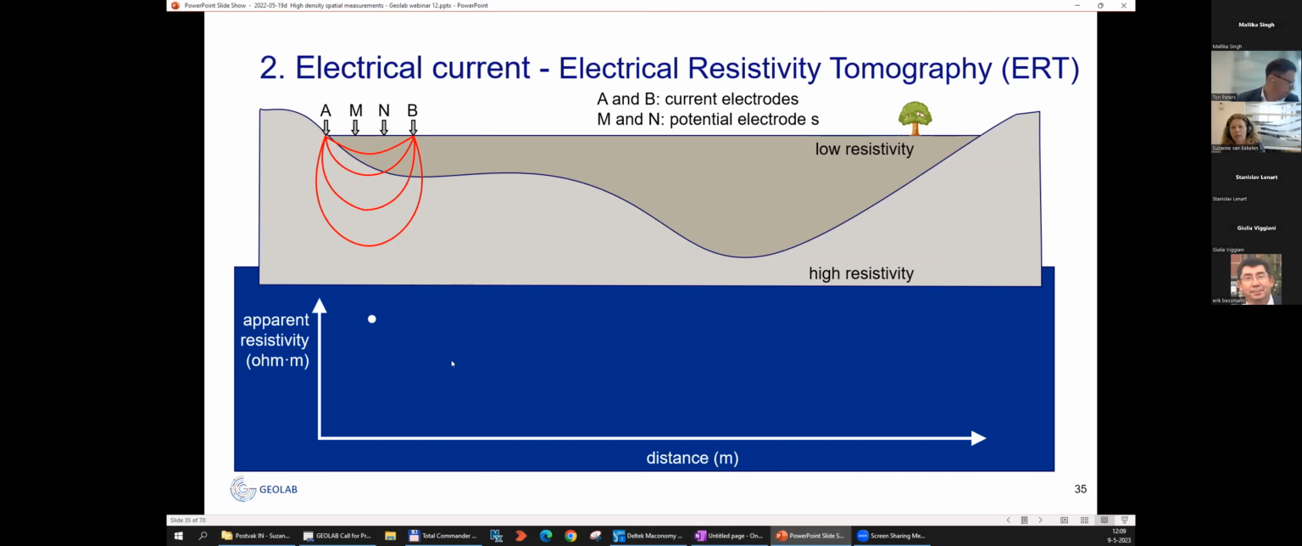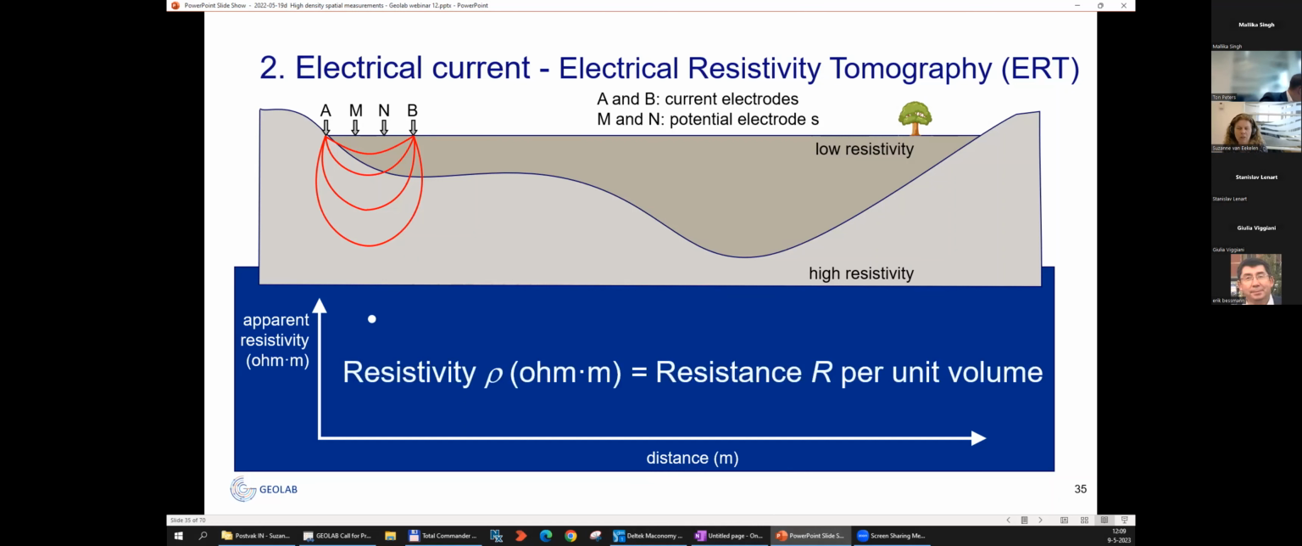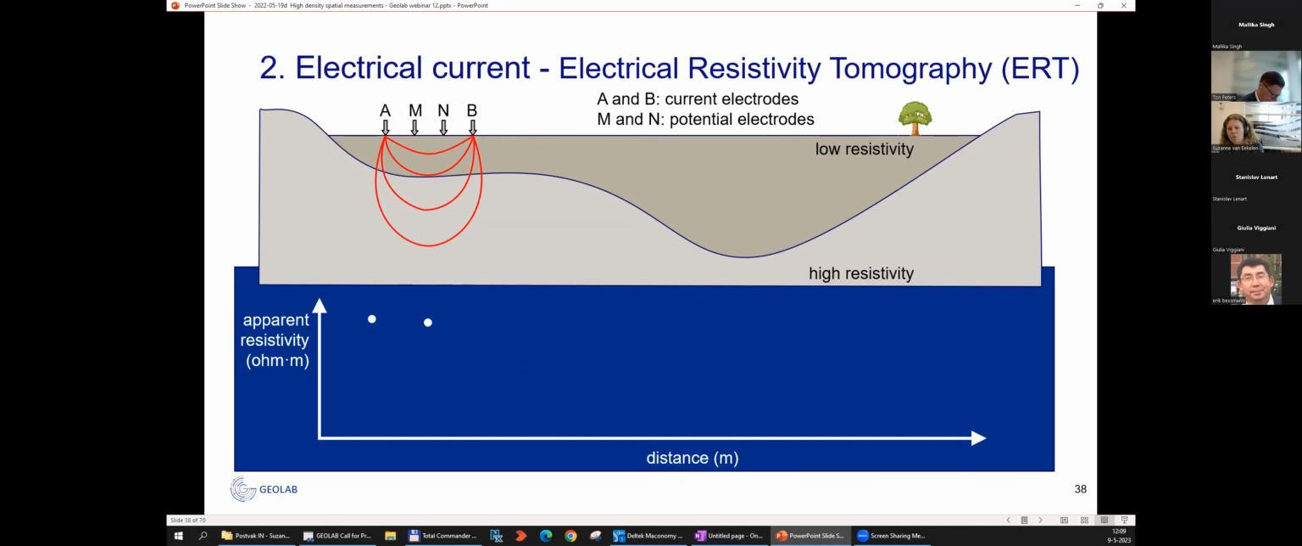And what is this resistivity? Well, that is a material property. It is the resistance for electrical current per unit of volume of this material. And now in this picture, we see an area with a low resistivity, the upper layer, and a high resistivity. Now, if we move this test setup like this, and then like this, we see in the graph below that we have all the time more or less the same apparent resistivity, which is clear because we have the same layered system.